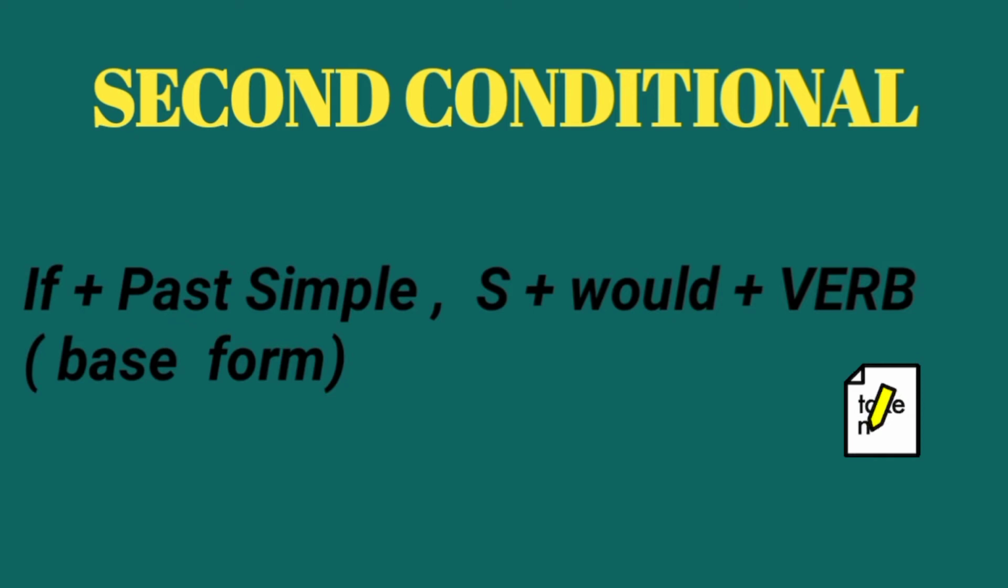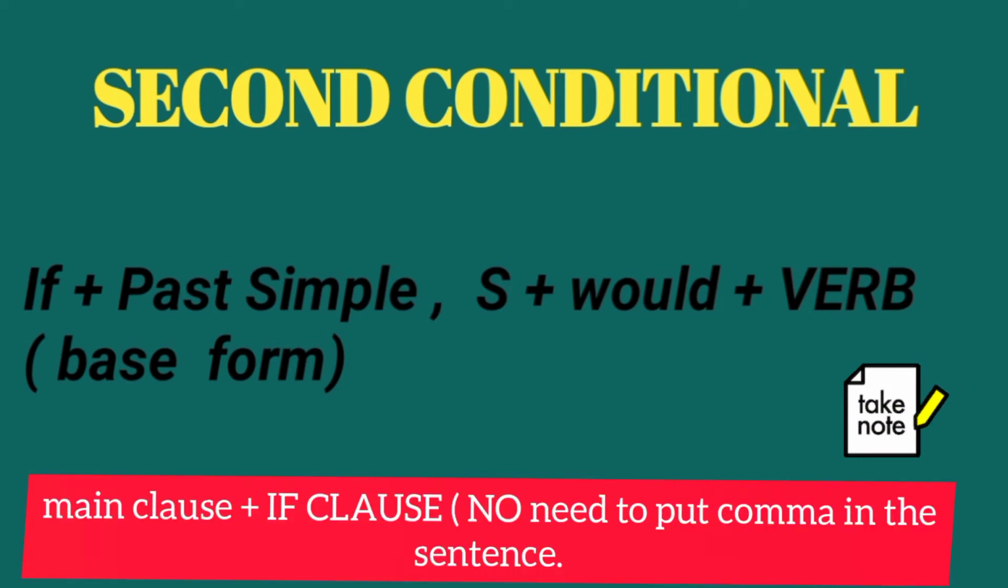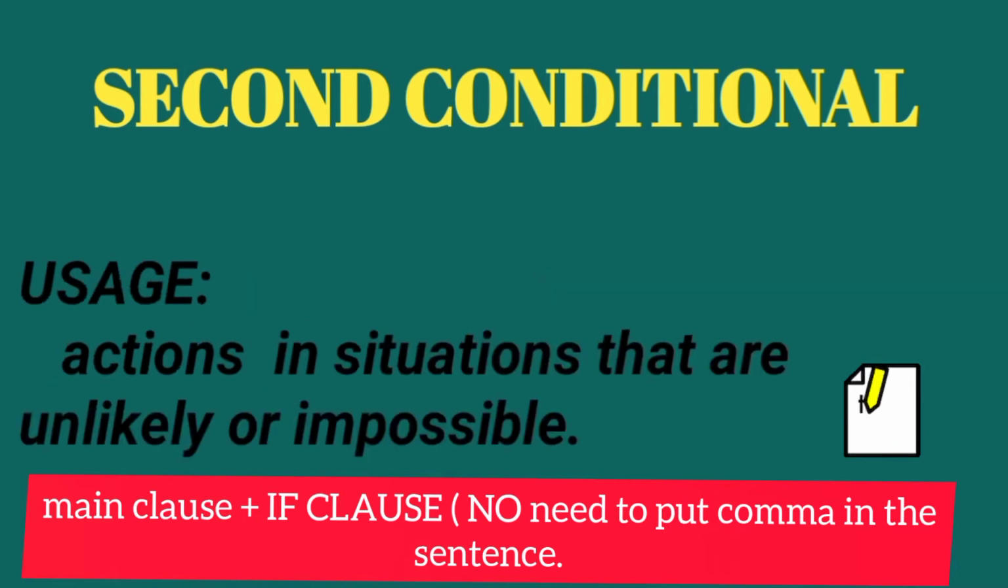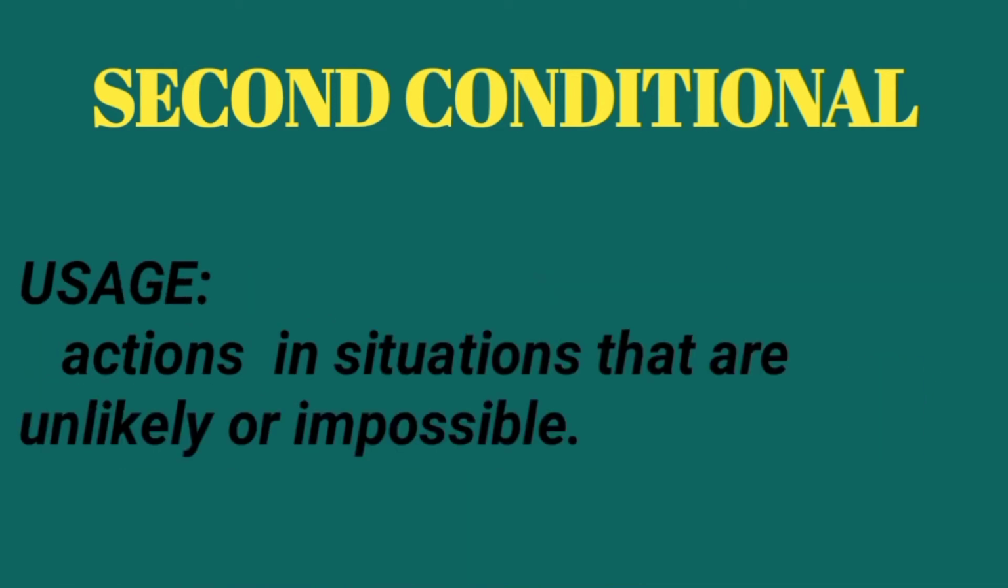Moving on to the next conditional, we will talk about second conditional. We use the pattern if plus past simple, comma, subject, would plus verb, base form. We can also put the main clause first and then the if clause, but then do not use a comma. Main clause, next is if. We don't use a comma for that.